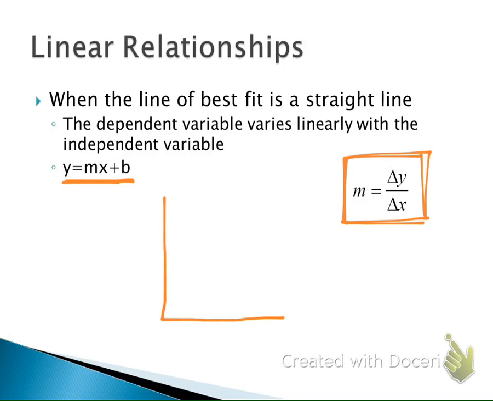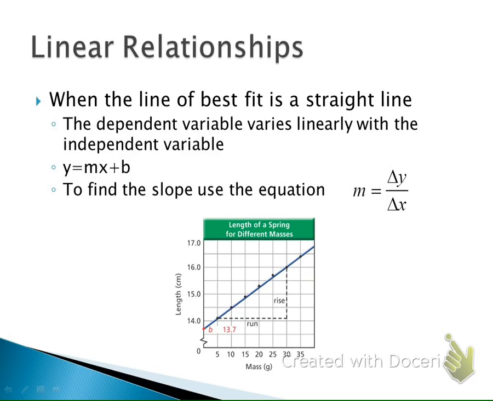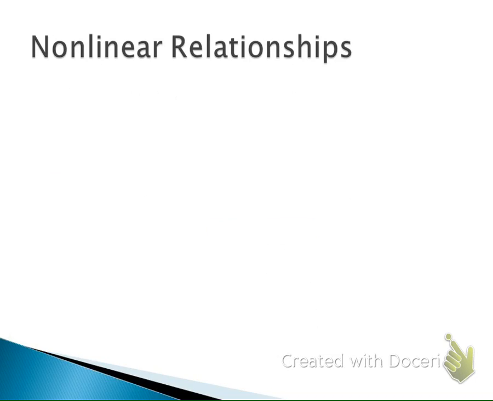If I have a graph that looks something like this, will my slope be positive or negative? Negative, because I end up below where I started. Very good. So here's just an example of a linear graph. You guys know how to find rise over run. We don't need to do any practice with that, do we? We're good. Great. So what if it's nonlinear?